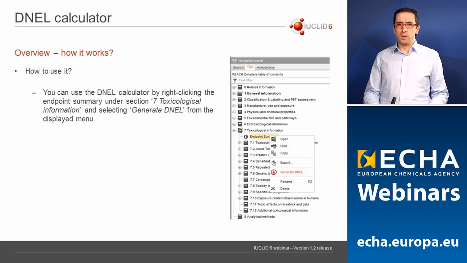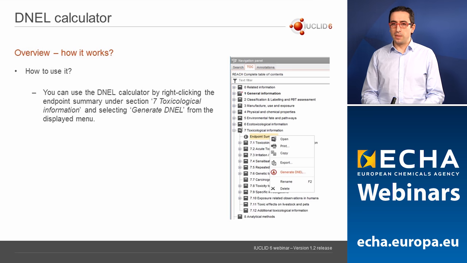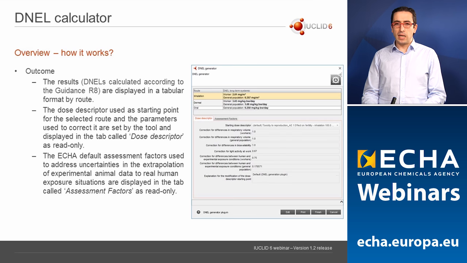With regard to how to use this new feature, you can use it by right-clicking the endpoint summary under section 7, toxicological information, and selecting generate DNEL from the displayed menu. By doing this, a pop-up window will open with the outcome, and this outcome will contain the results, which are the DNELs calculated according to ECHA guidance chapter R8, displayed in a tabular format by route.